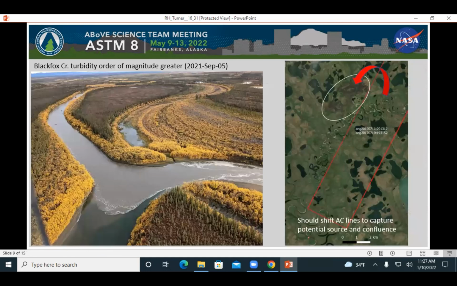So we have this creek that we flew over in August, September. You can see how muddy the water is. And we didn't see anything upstream. I thought immediately it was a lake that was draining out or a thaw slump or something. We didn't find it right away.